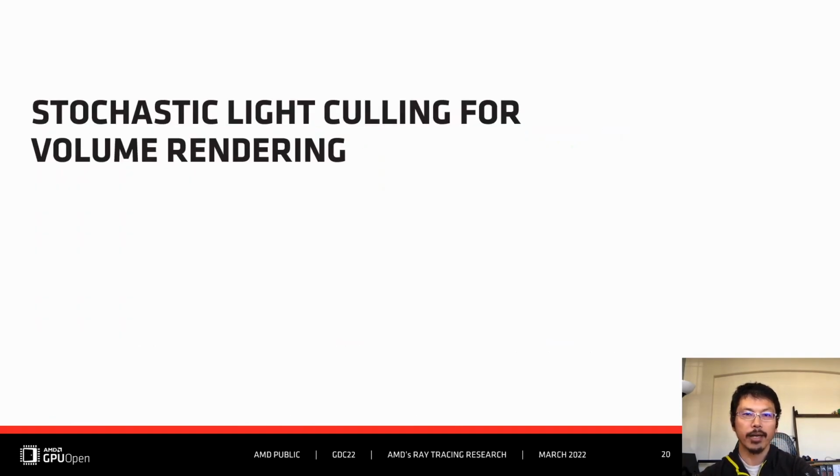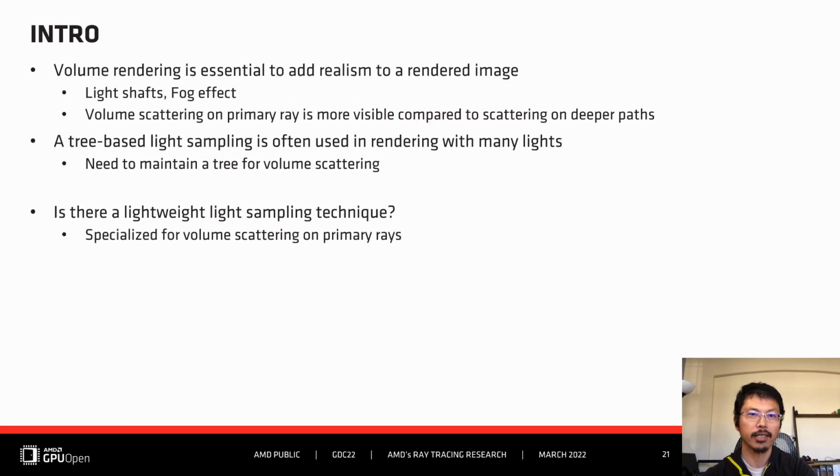The next topic is about volume rendering, and this is stochastic light culling for volume rendering. Okay, volume rendering is essential to add realism to a rendered image. Examples of volume effects are light shafts, obviously, and fog effects. Also, volume scattering on primary rays is way more visible and important compared to volume scattering on deeper passes.